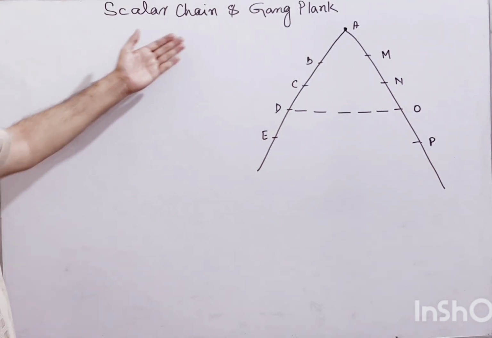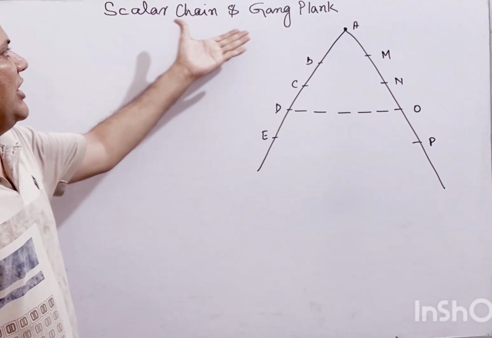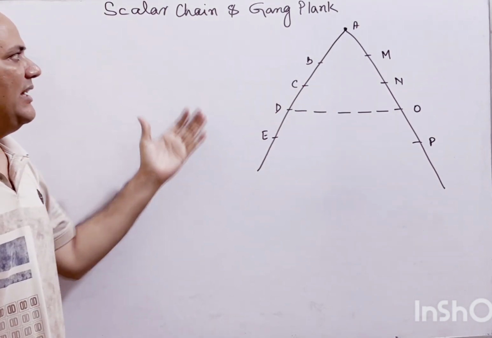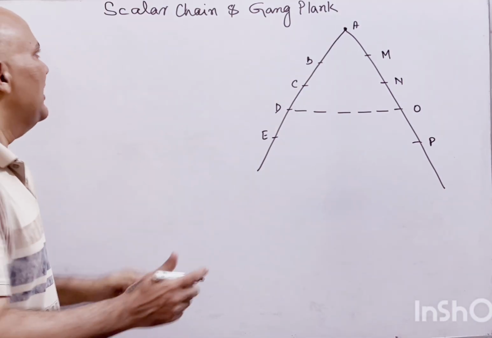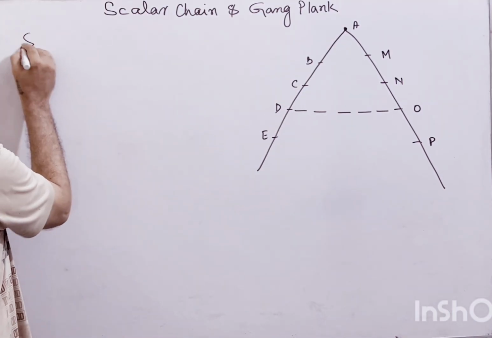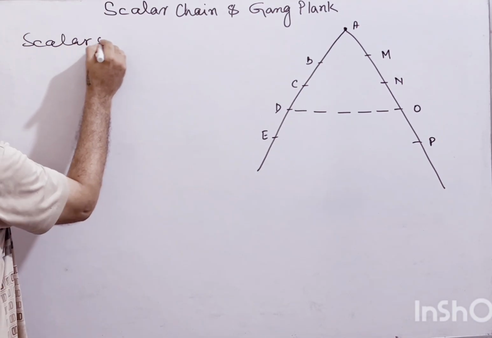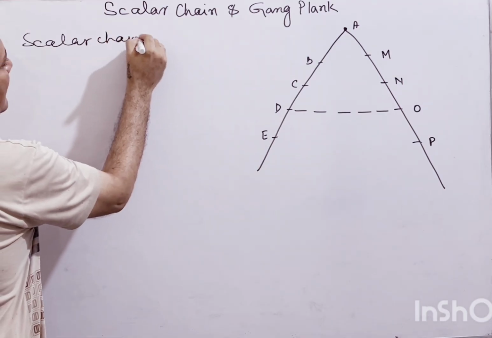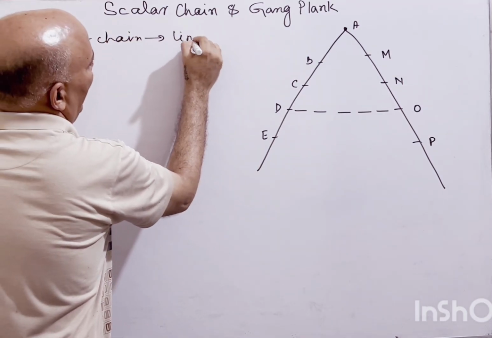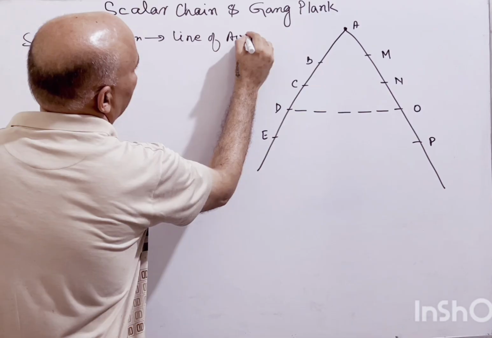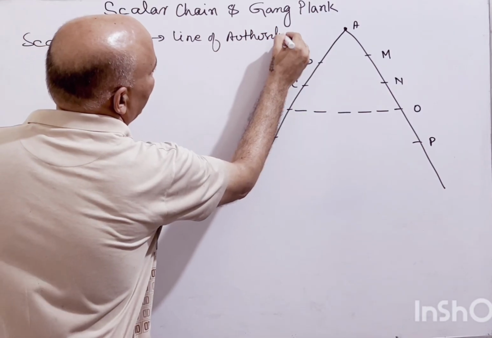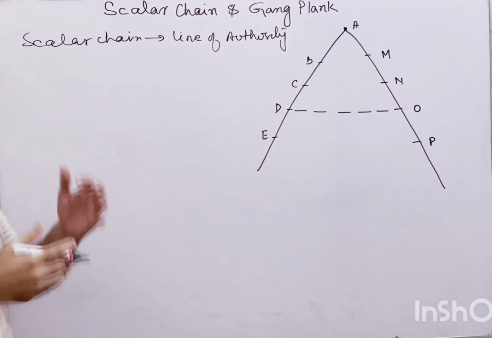Today we are going to discuss the scalar chain and the gangplank. Now, what is scalar chain? Scalar chain is nothing but the line of authority. So, scalar chain, this is called line of authority. That means a line by which you can give order, right?